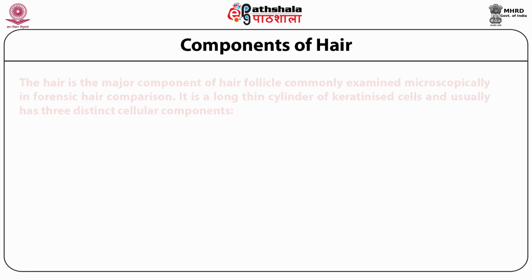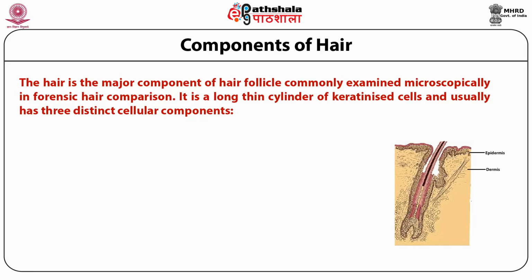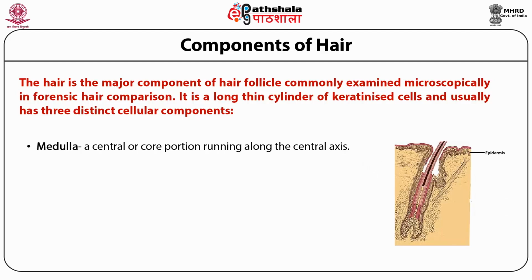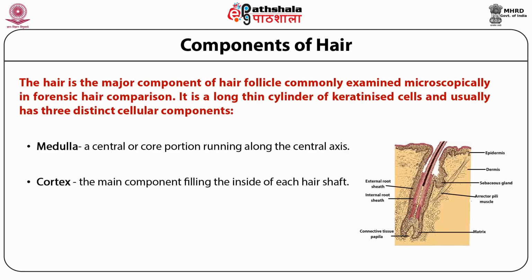Components of hair. The hair shaft is the major component of the hair follicle, commonly examined microscopically in forensic hair comparison. It is a long, thin cylinder of keratinized cells and usually has three distinct cellular components. First is the medulla, a central or core portion running along the central axis. The second, cortex, the main component filling the inside of each hair shaft. And the third is the cuticle, the main outer covering.